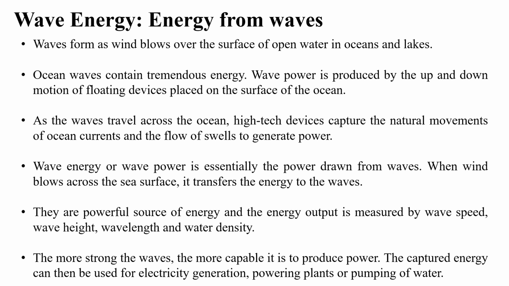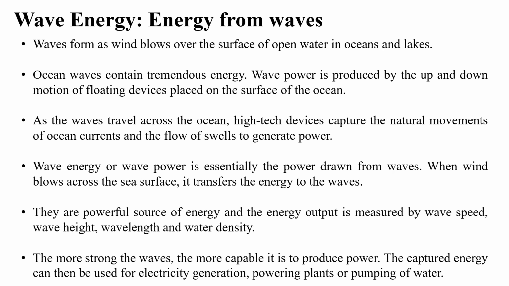So we should not talk about a small area. We should talk about large areas. These large areas are called oceans, and oceans have a large amount of wind flow as well as a large amount of flow of water. Waves move up and down, and there are lots of floating devices. These are called wave capturing devices. These waves travel across the ocean, and we have some high-tech devices to capture the natural movements of the ocean current. So basically, we go for wave capturing devices. I will tell you about these devices in the next slide, the various types of wave capturing devices.